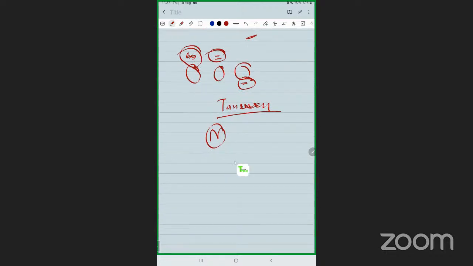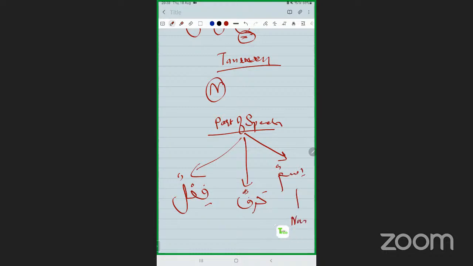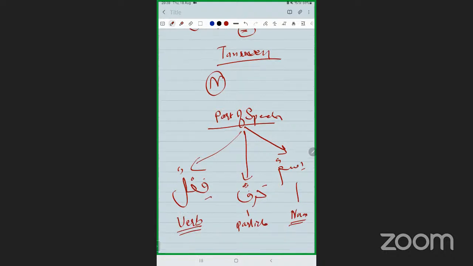Now, we have seen that in parts of speech in Arabic, we have to learn only three: fi'l, harf, and ism. In English, you call them verb, particle, and noun.